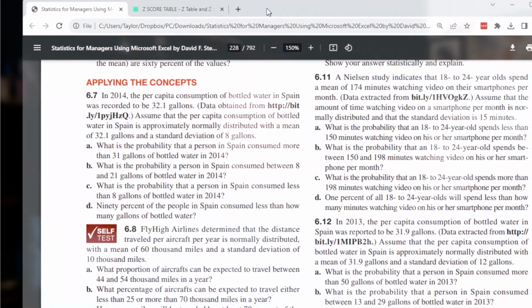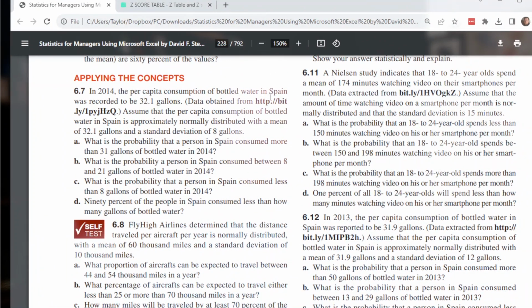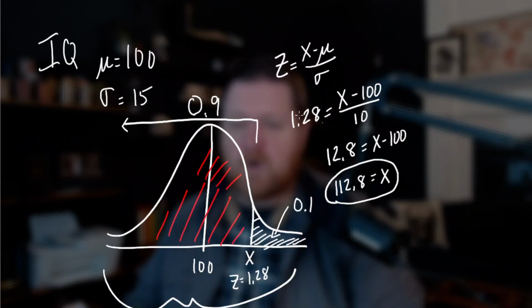This is going to come from our example that we were working the other day. So here we're going to look at bottled water in Spain and say the mean of that is 32.1 gallons. The standard deviation is 8. But here's what I want to look at right here. We're going to look at D. 90% of the people in Spain consumed less than how many gallons of water? So this is going to be very similar to the problem that we just worked. So let's come over here and let's draw this out.